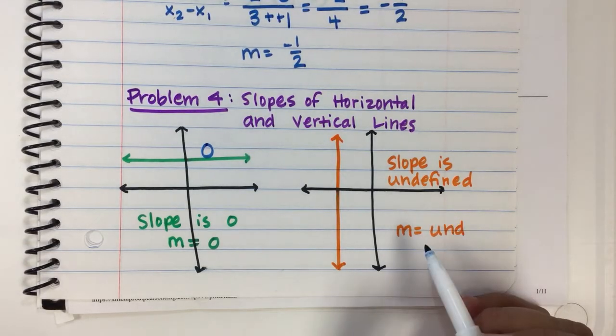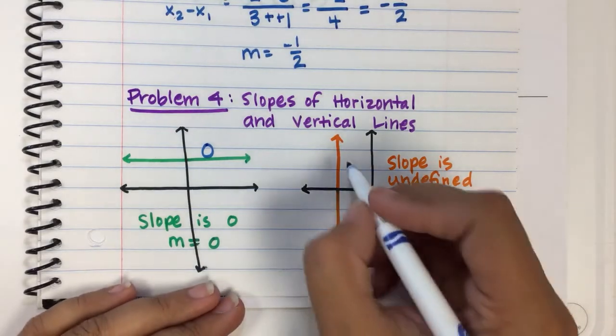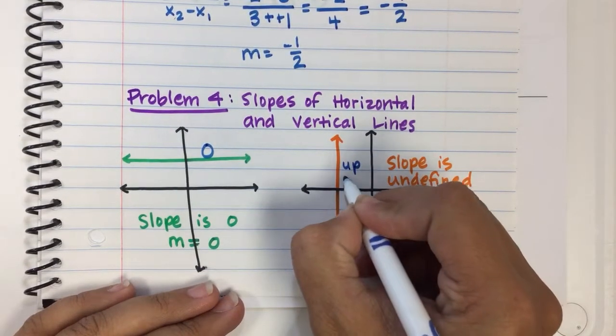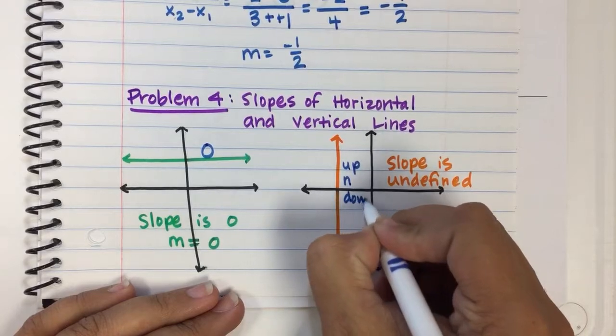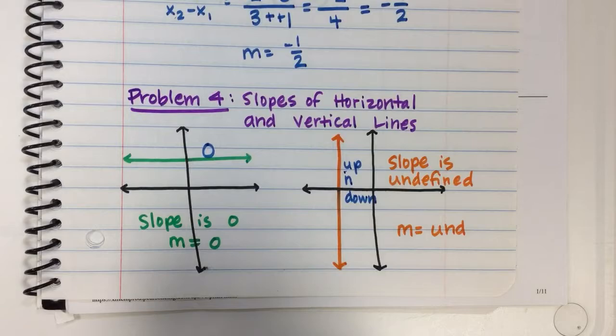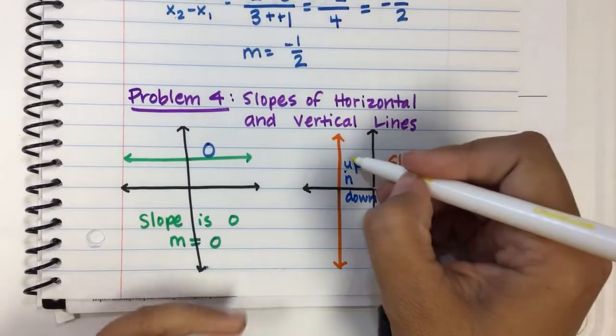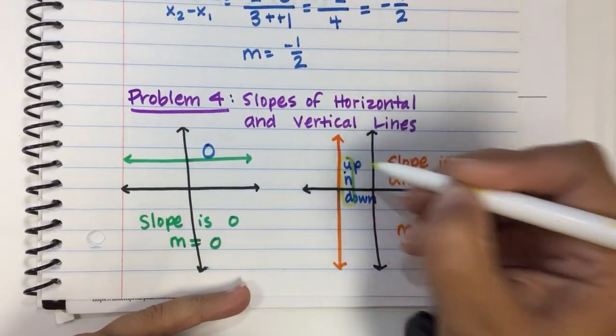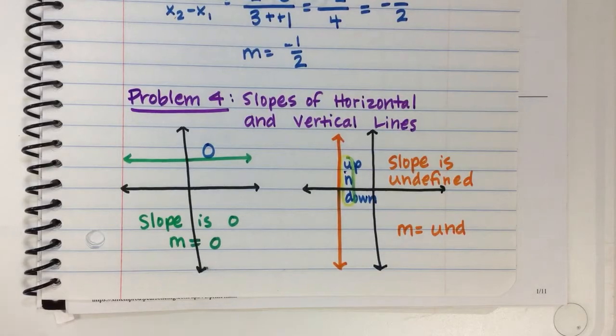The slope of a vertical line is undefined. This line goes up and down, and so that reminds me of up and down. If I look at that U and D, that reminds me of undefined. So the slope of a vertical line, up and down, is undefined.